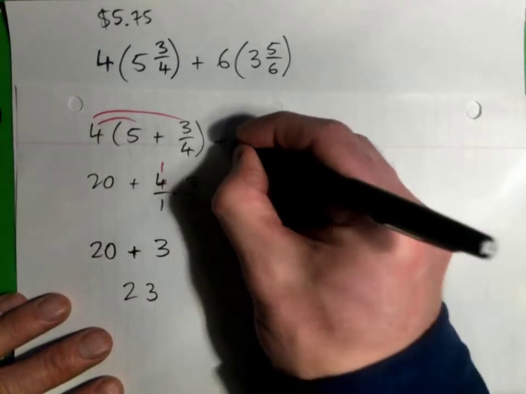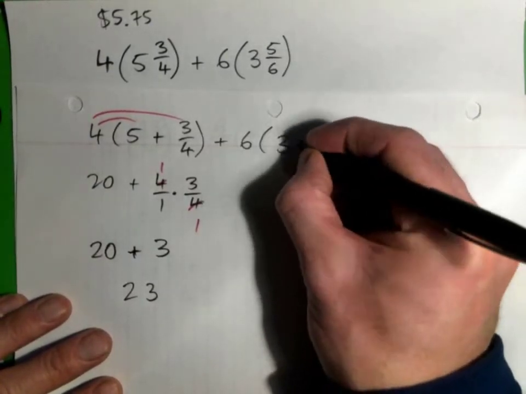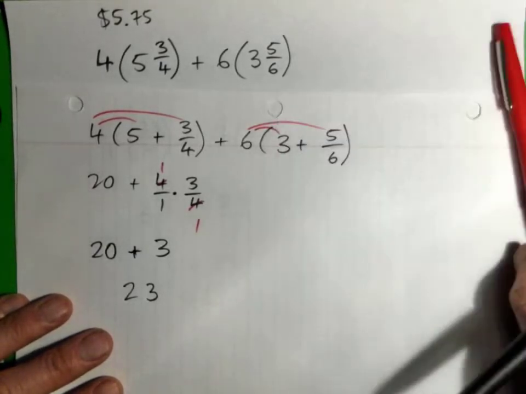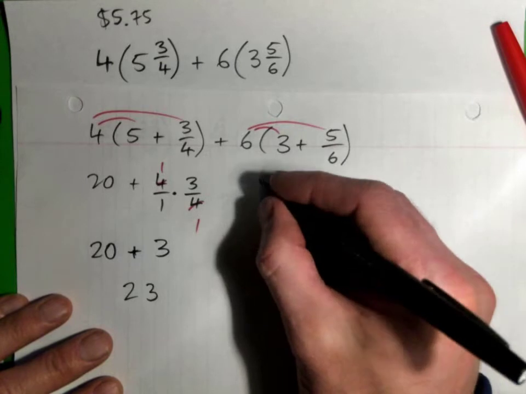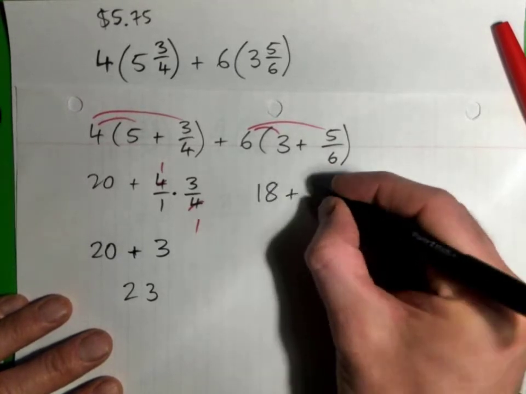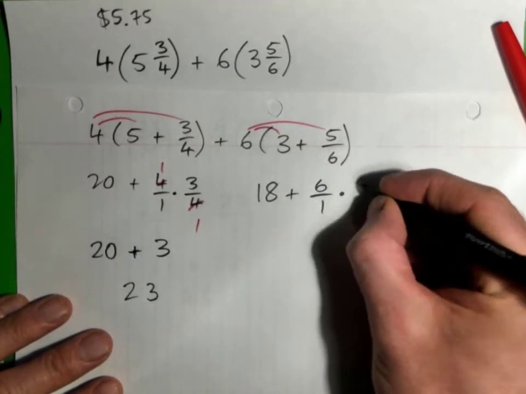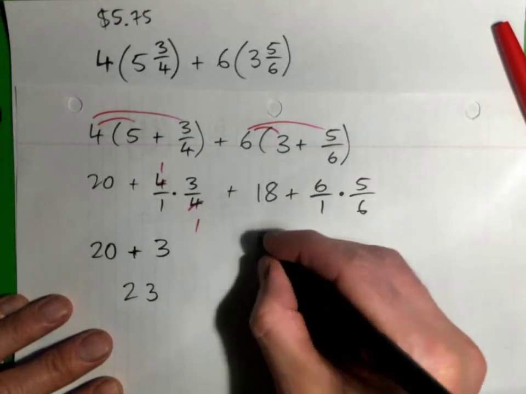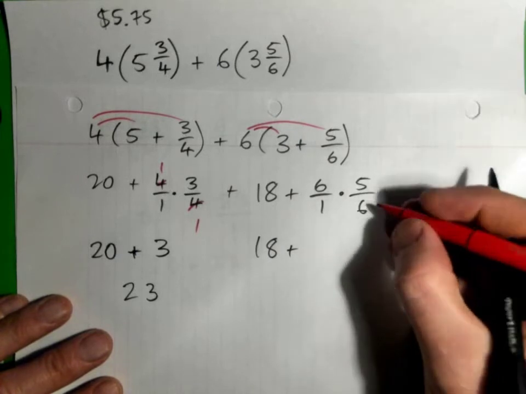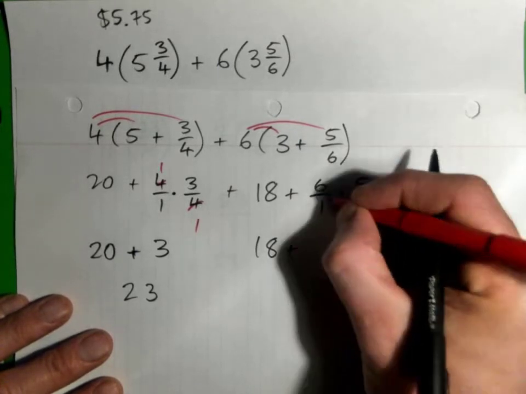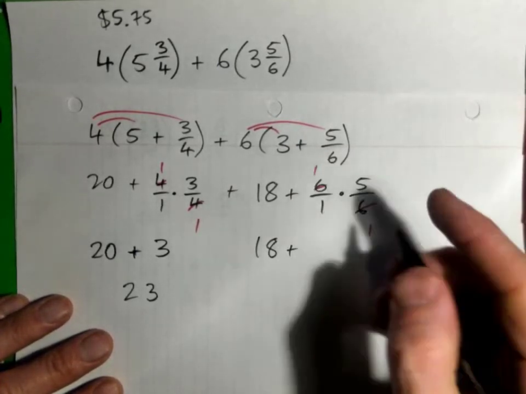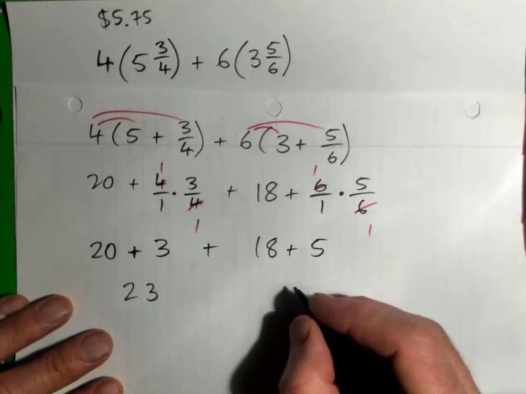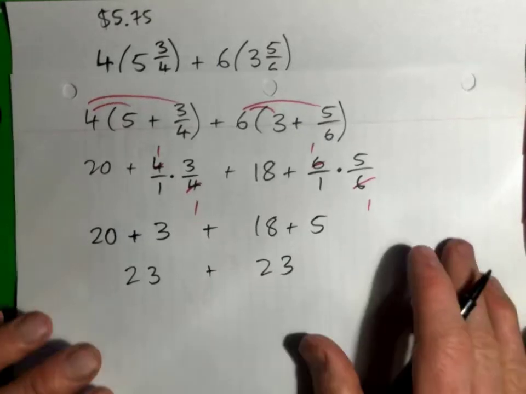And then you had a 6, and by the way, this is 3 plus 5/6. Now if I multiply the 6 in, I get 18 plus 6/1 times 5/6, right? And so this is 18 plus, and nicely, 6 is cross-canceled here, and that's just 5/1 or 5. And 18 plus 5, so there's our 23. Lovely. 23 and 23.